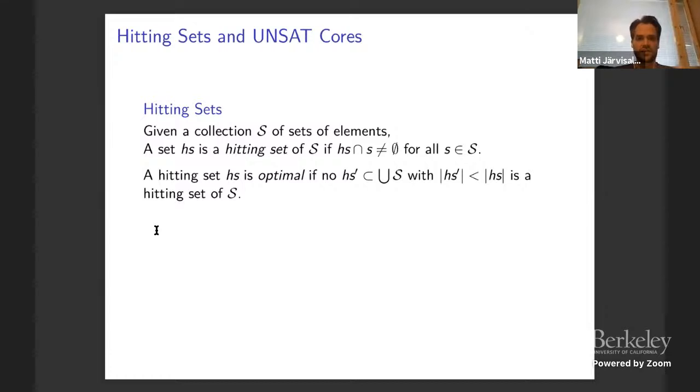So hitting set, I think everyone knows what a hitting set is, but of course we're given a collection of sets of elements over some universe, and a hitting set is then a set of elements from the universe that includes at least one element from each of the sets in our collection. Here we're interested in optimal hitting sets. Essentially, if we don't have weights on the elements, then we're just interested in finding a smallest hitting set. And if you have weights on the elements, then you would be interested in finding a minimum cost hitting set.